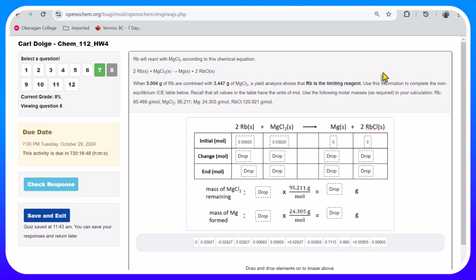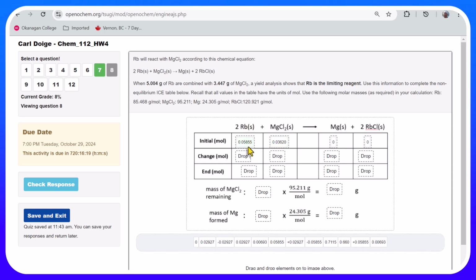In this follow-up video, we're going to look at question number 7. So this follows after question number 6, and at this point, we know that the rubidium is the limiting reagent. It's the same values of masses of rubidium and mass of magnesium chloride, and the idea is that we're completing a reaction ice table. So the first step in a reaction ice table is to list the amount of each of the reagents before the reaction has happened.